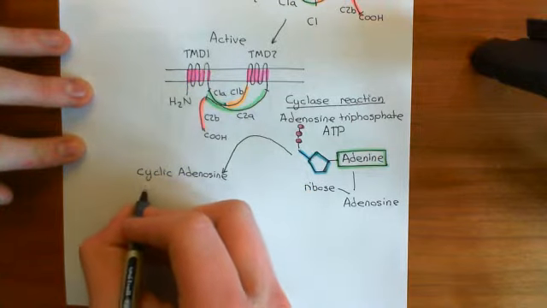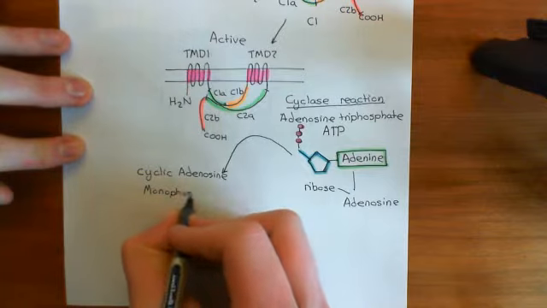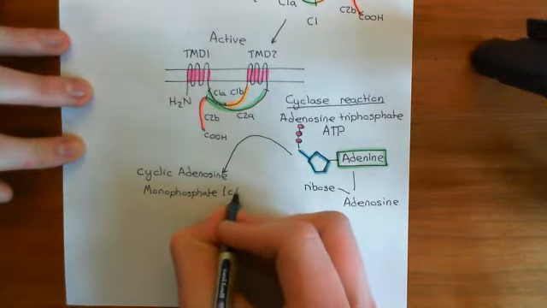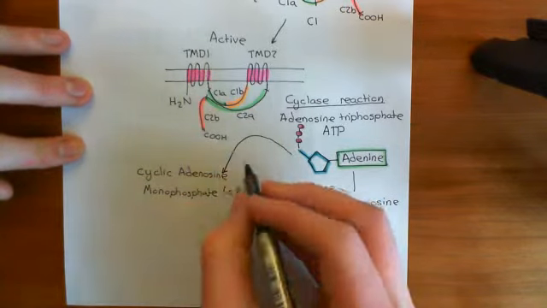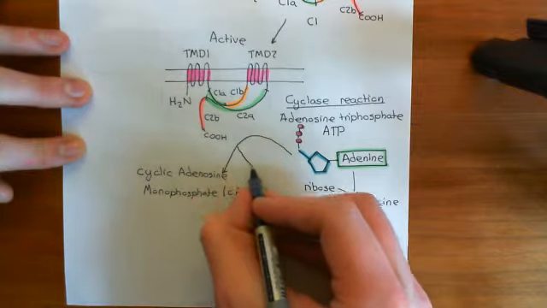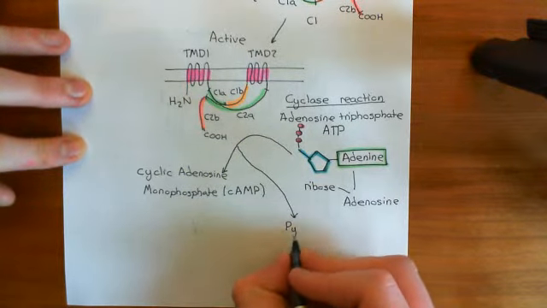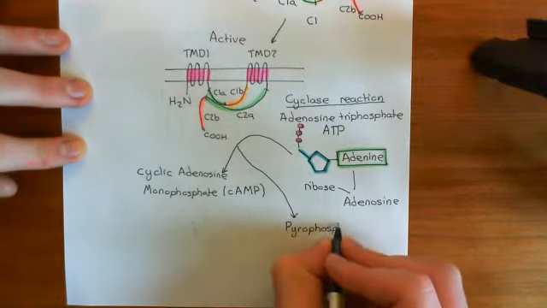Okay, so cyclic adenosine monophosphate, which is usually abbreviated to cAMP. C for cyclic, A for adenosine, and then MP for monophosphate. And the other product that you're going to produce is something called pyrophosphate. Now, pyrophosphate is basically 2 phosphate groups bound together.